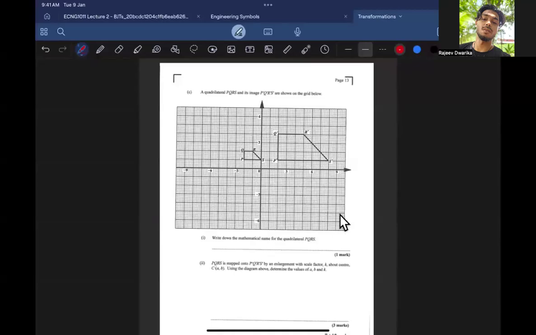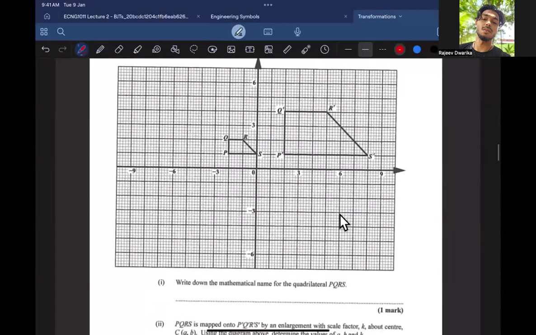Right. So, Alicia, what's the name of the shape PQRS? A trapezium. Desron, do you agree with that? Do you know what a trapezium is, Desron? I can't remember, to be honest.